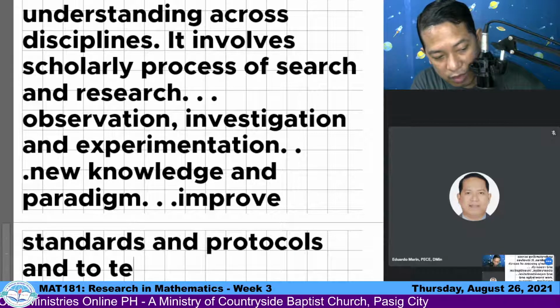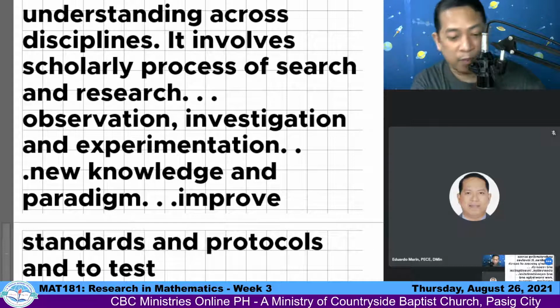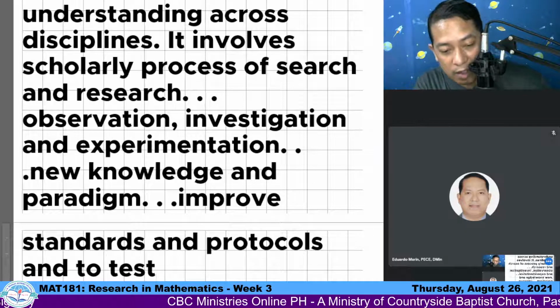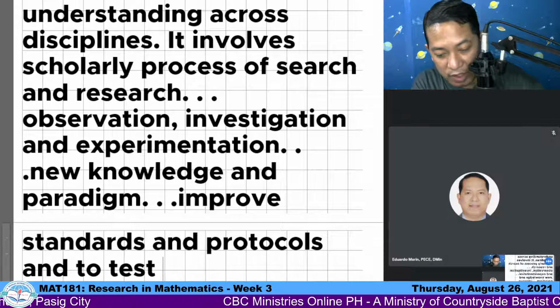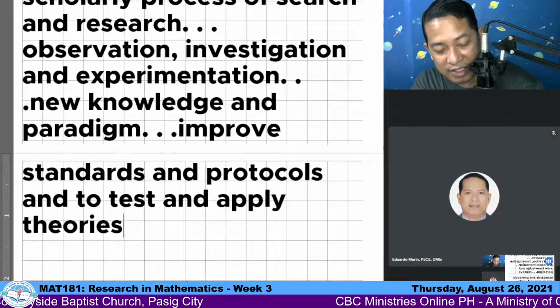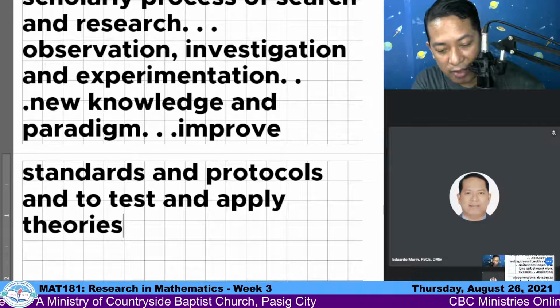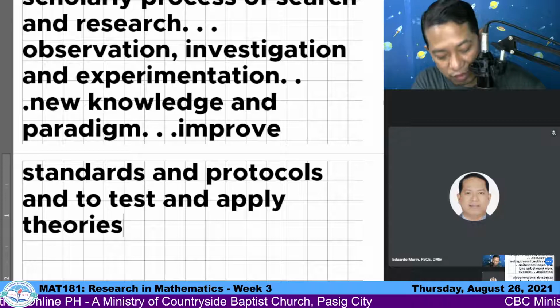And to test. This is an important aspect of a research, to test. So you need to test and apply theories. So the theories of the past could be tested by a research. To test and apply theories.